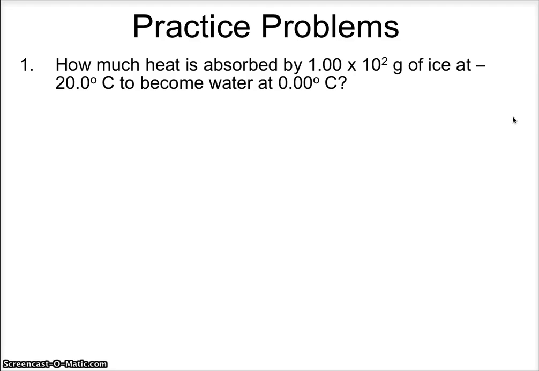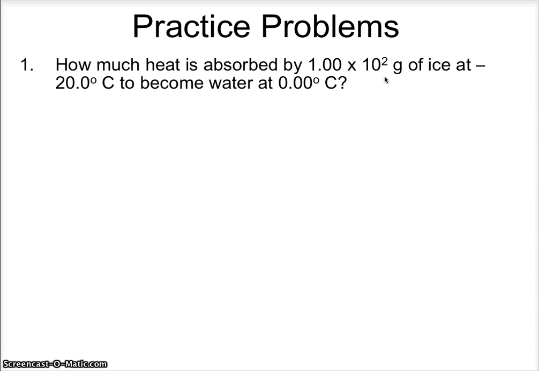So here is a practice problem, and it would be a good idea for you to try to do this on your own if you can make sense of everything that we've talked about here and also in class. The temperature is negative 20 degrees, to become water at 0 degrees Celsius. Make sure the units are correct. It might be a good idea for you to pause here and try to work it out, and then get the answer.